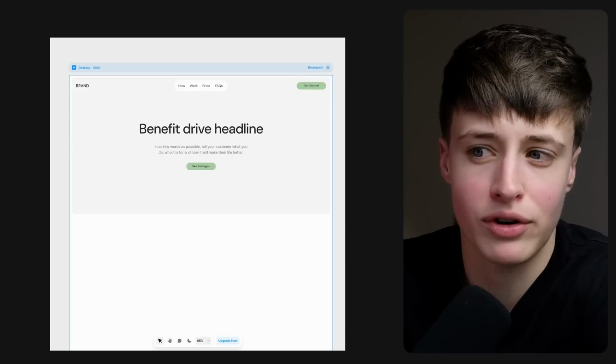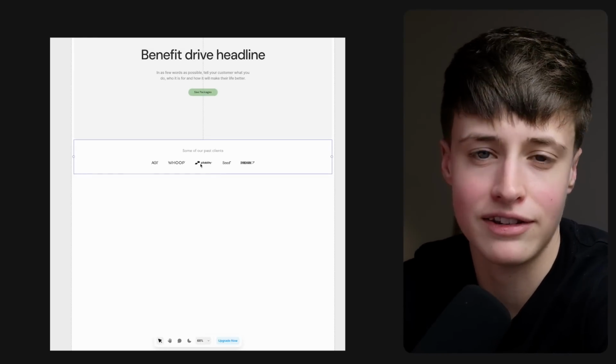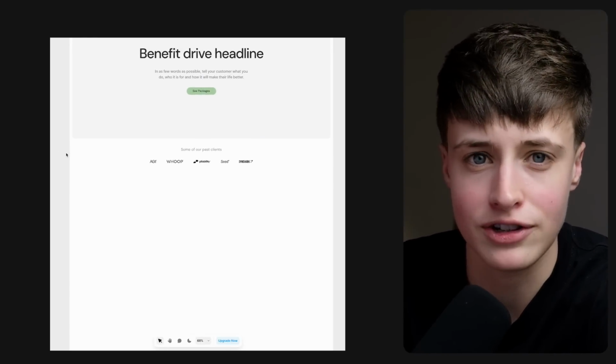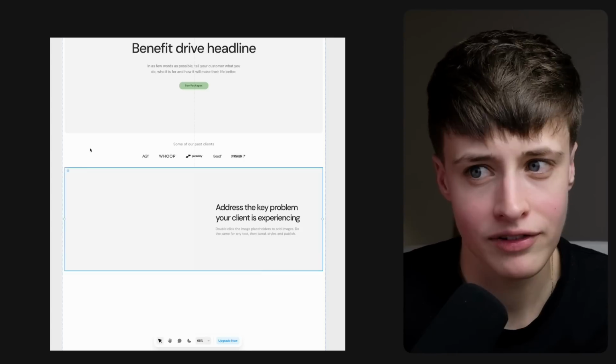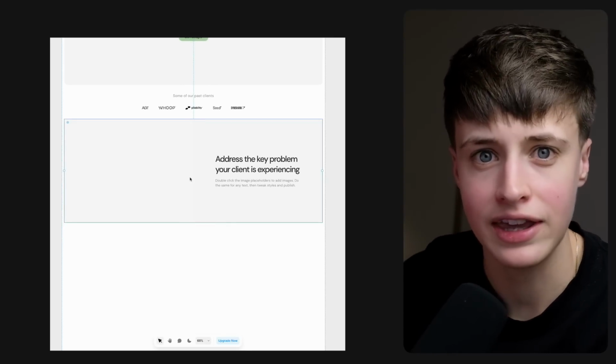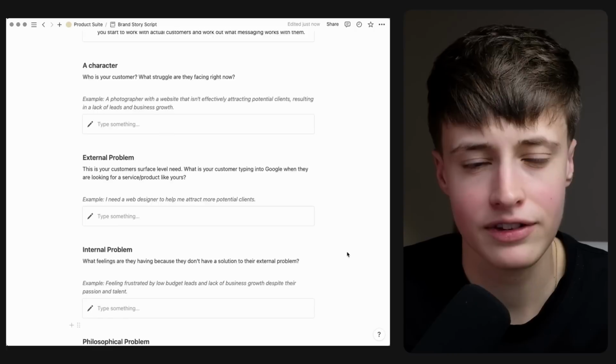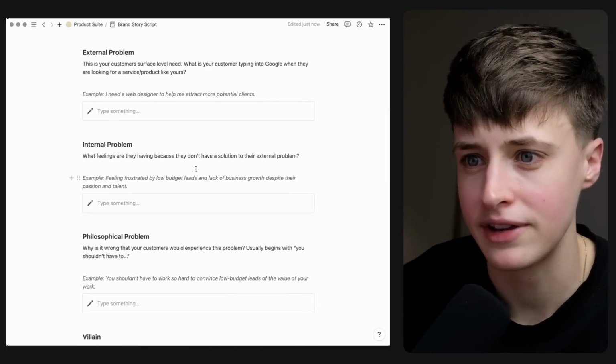So a good way of building authority is with a logo list of past clients or publications that you've been featured in, if you have them, that is. So don't worry if not. After this, the next section should address the key problem that your service solves. This is where we can go back to our story script to help us.